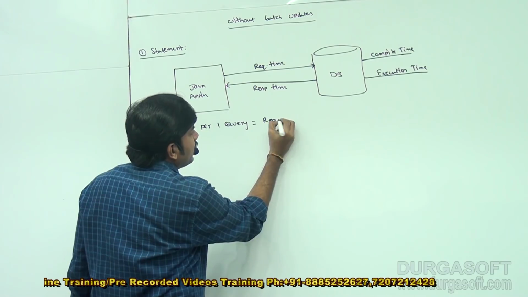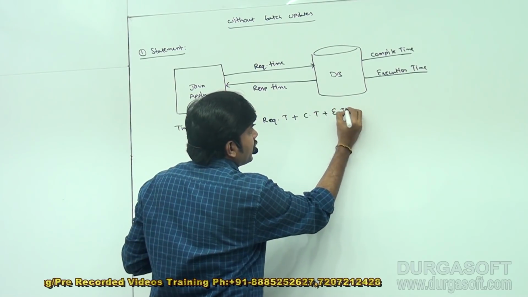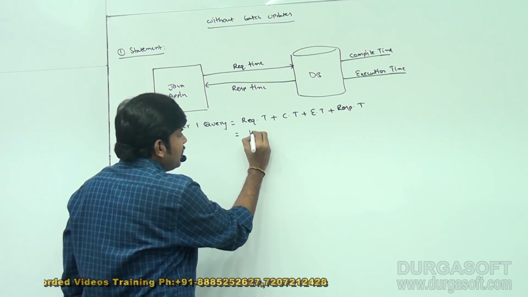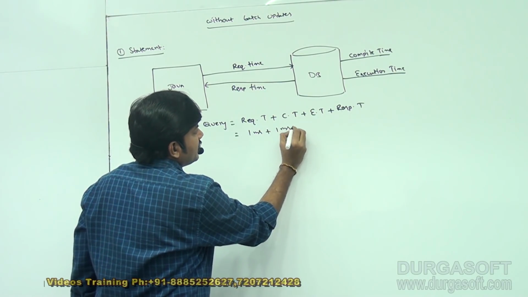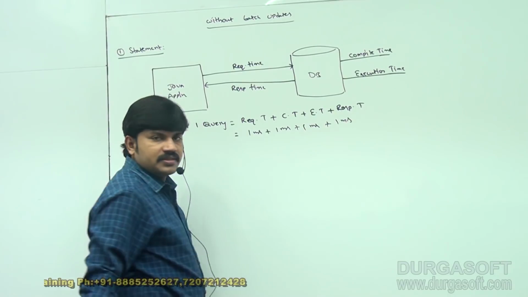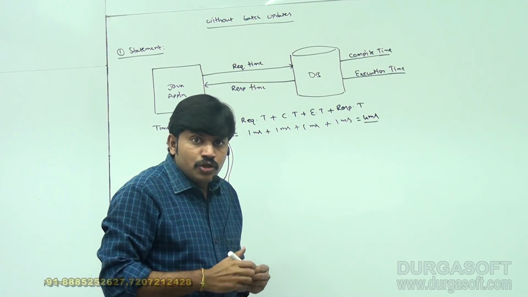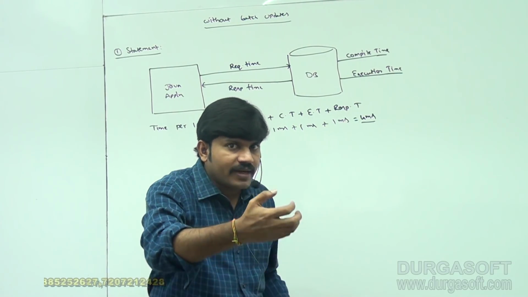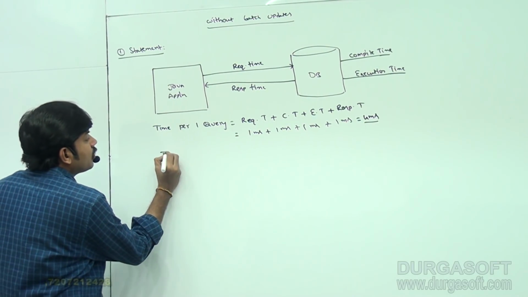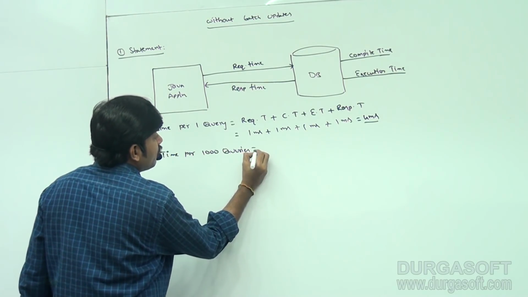We have to count request time plus compile time plus execution time plus response time. Sir, assume request time is 1 millisecond, compile time 1 millisecond, execution time 1 millisecond, and response time 1 millisecond. Then automatically 4 milliseconds are required to send one SQL query, execute it, and get the response. Sir, I want to execute 1000 queries. Time for 1000 queries, right?